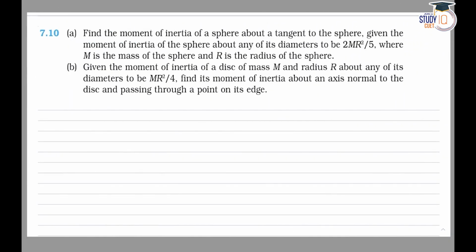NCERT Physics Class 11, 7th chapter, which is System of Particles and Rotational Motion, question number 7.10. In part A, find the moment of inertia of a sphere about a tangent to the sphere. The condition given to us is that the moment of inertia about a diameter is 2 by 5 mr square, where m is the mass and r is the radius of the sphere.